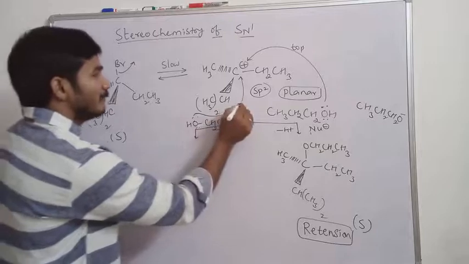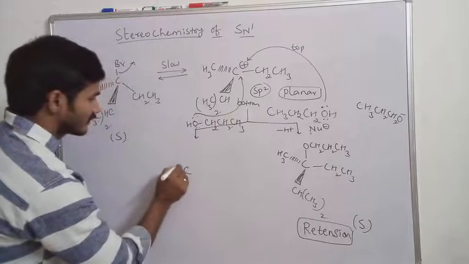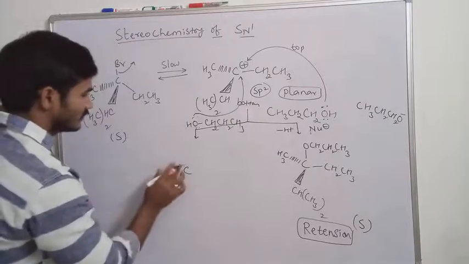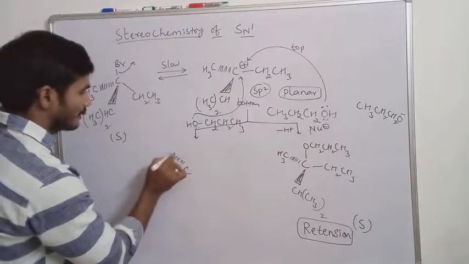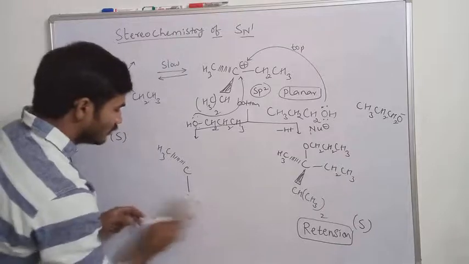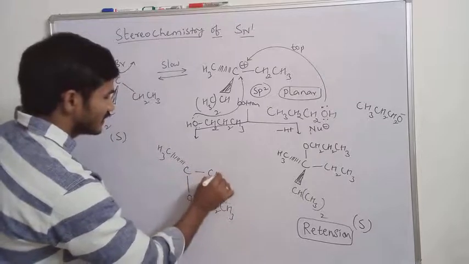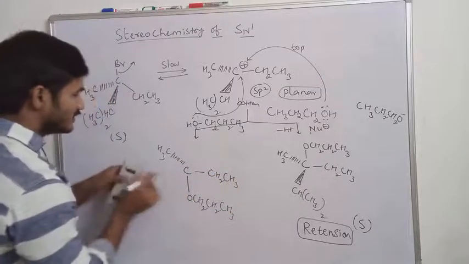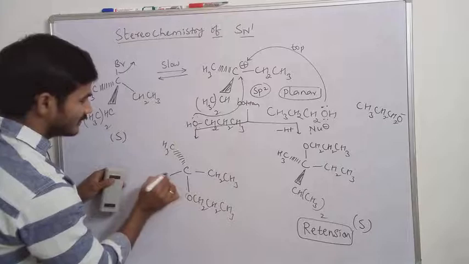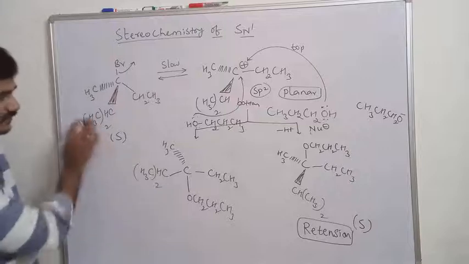If you attack from the bottom side, the product will be CH3 and here I write CH2. The newly bonding group is what? OCH2CH2CH3, and this is CH2CH3, and here I write CH3 taken twice.